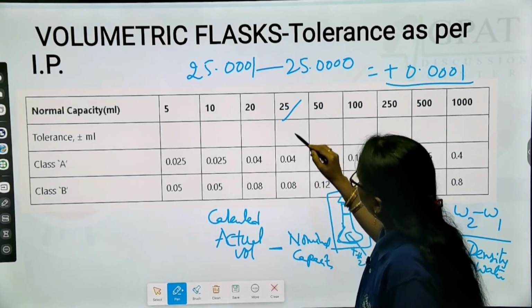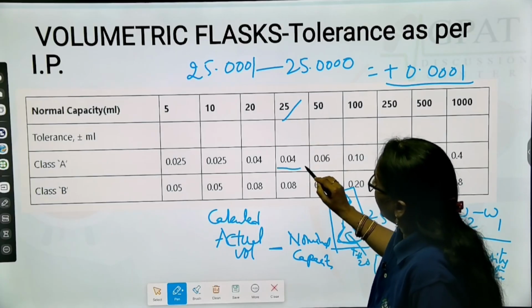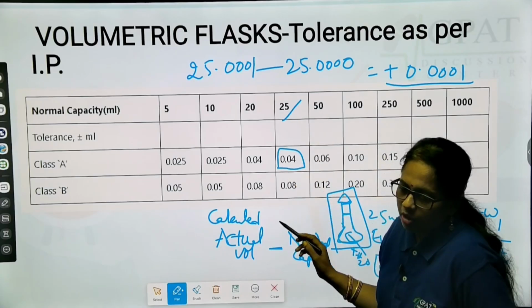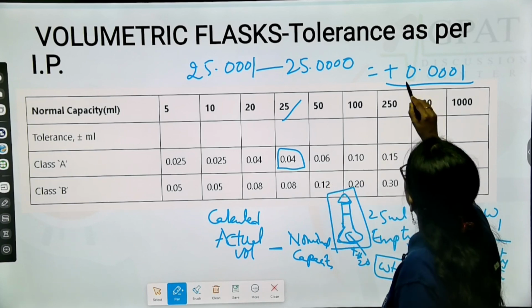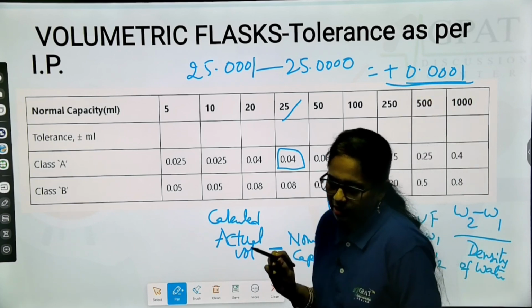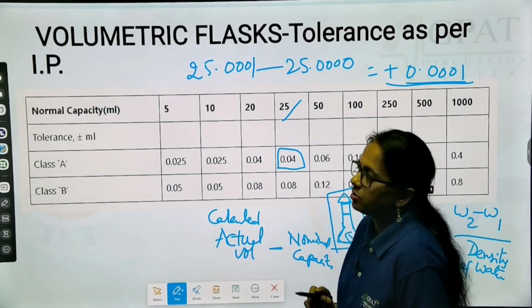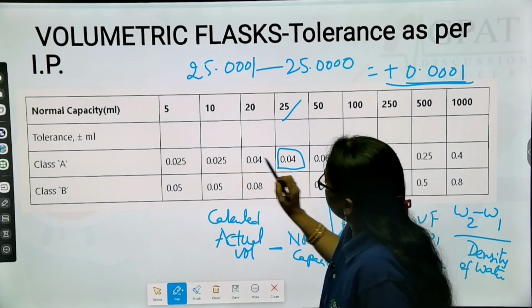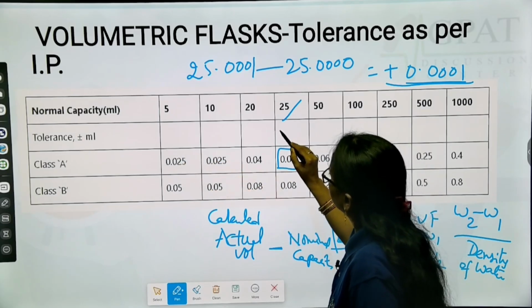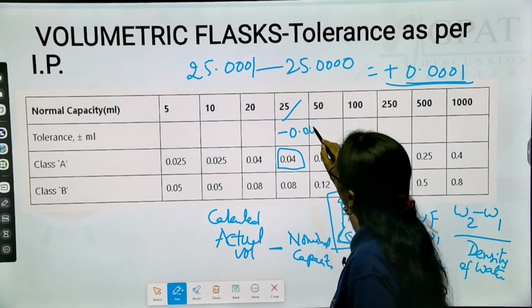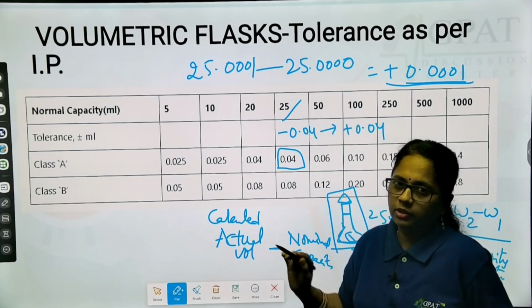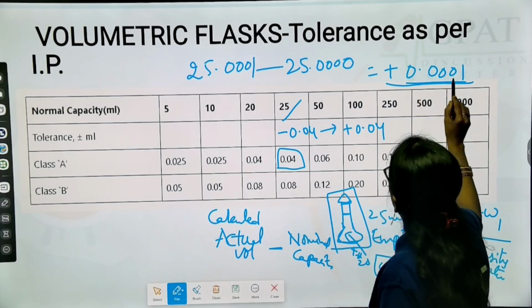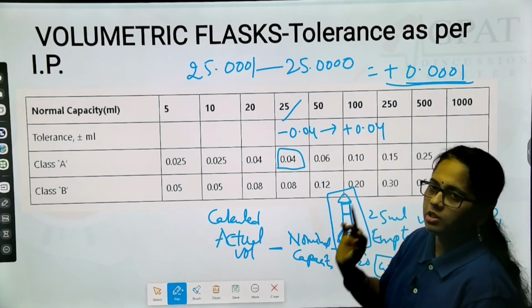For this 25 ml volumetric flask, the tolerance limit is plus or minus 0.04 ml. So this 0.0001 is less than 0.04. Plus or minus 0.04 means minus 0.04 to plus 0.04. Up to that is the range, so this 0.0001 is within this limit.